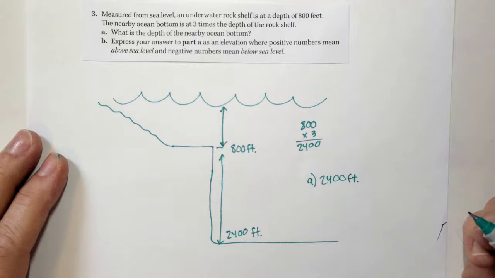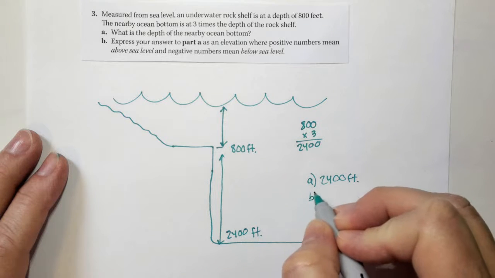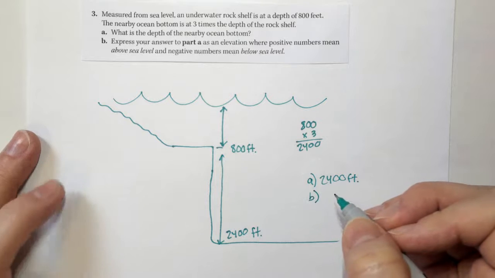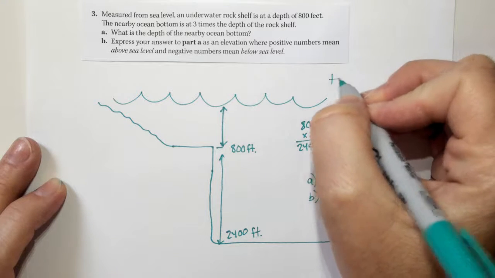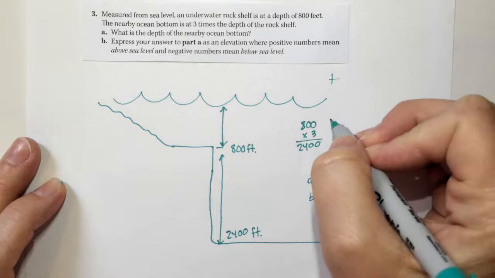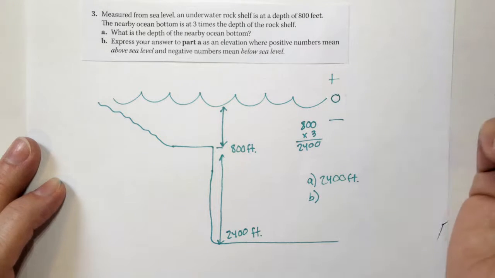Now B, express your answer to part A as an elevation where positive numbers mean above sea level and negative numbers mean below sea level. This is important because a lot of problems in our book talk about this. Anything above sea level here is going to be positive. Anything below sea level is negative, and sea level is always considered to be at 0.